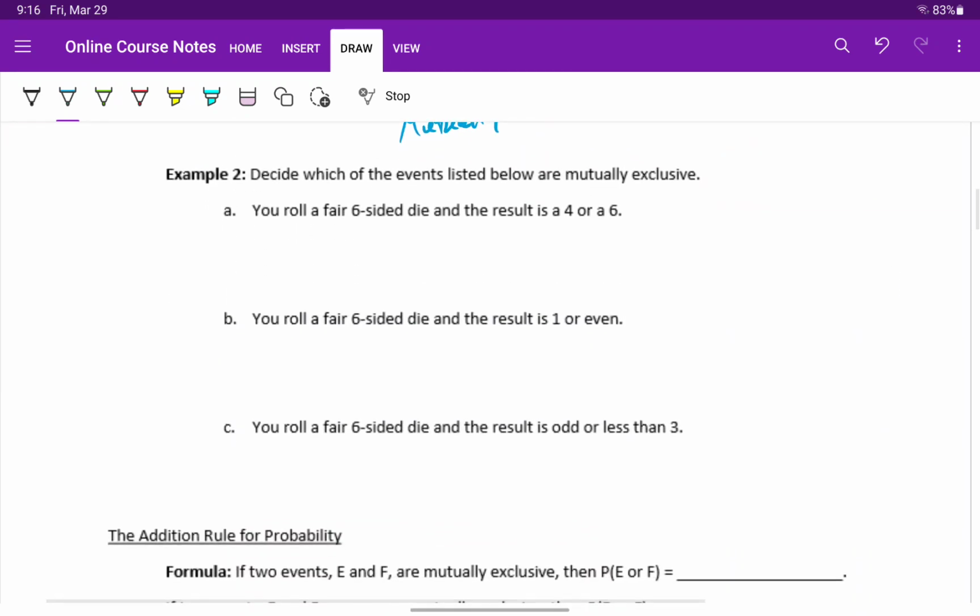Now let's take a look at this in terms of rolling a six-sided die. So if we roll a fair six-sided die and the result is a 4 or a 6, are those two events mutually exclusive? So the first event is getting a 4. Second event is getting a 6. The number can't be both 4 and 6, so these are mutually exclusive.